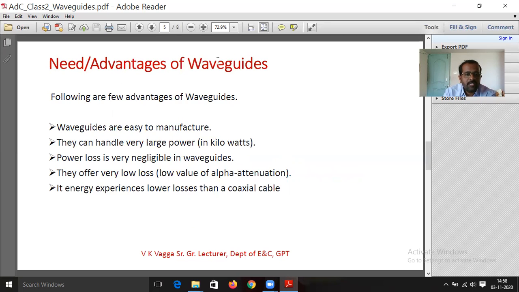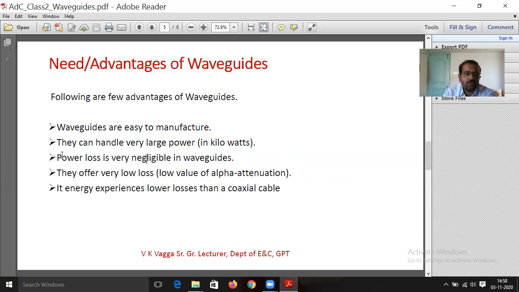Okay, and if you take the need of the waveguides, why do you need the waveguides here? That itself is nothing but the advantages of the waveguides. So if you take the advantages of the waveguides, it is very easy to manufacture. I think you know that if you want to implement any empty pipe, it can be implemented very easily. And it is able to handle very large power, especially in terms of kilowatts. It is one of the important applications of the waveguide also.